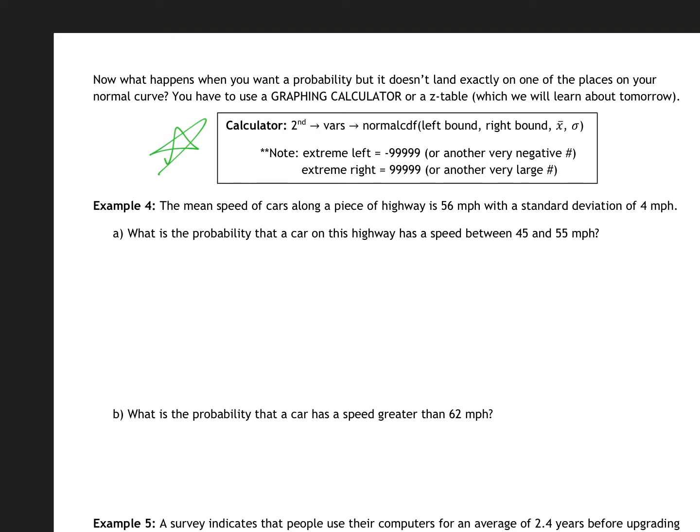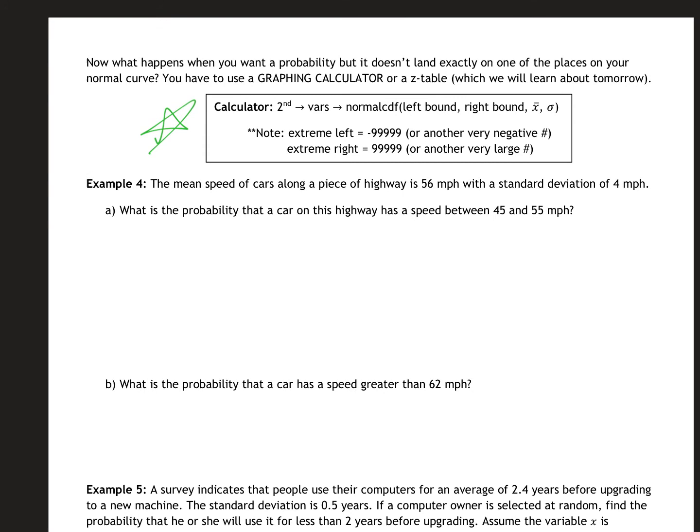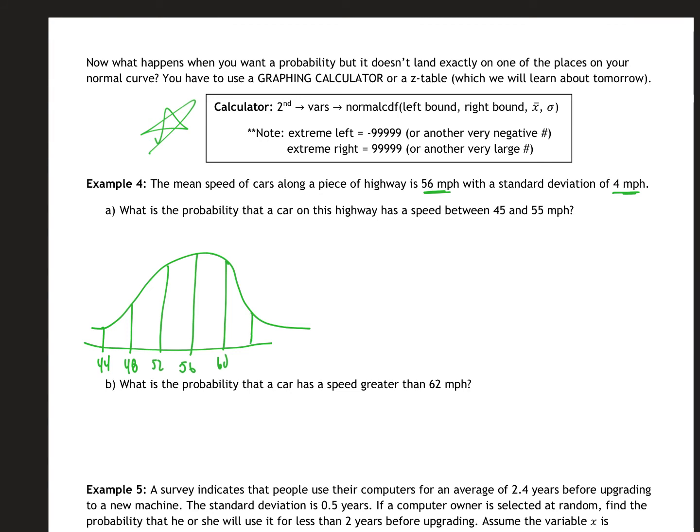So the mean speed of cars along a piece of highway is 56 miles per hour. Standard deviation is 4. So if we draw our normal curve, so you can see this. So here, my mean is 56, plus and minus 4. So 52, 48, 44, 60, 64, 68.